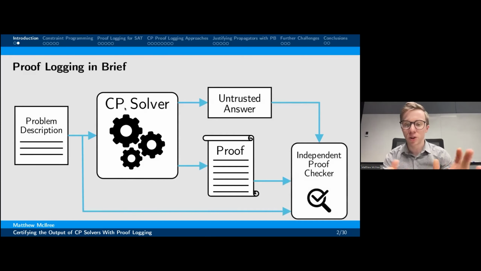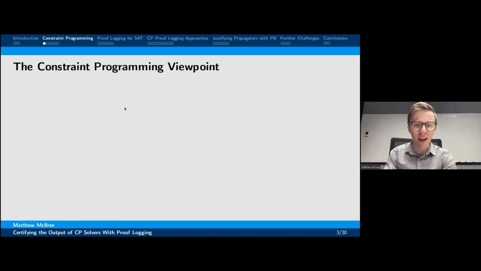So normally, I would go into the specifics of talking about what we've done in proof logging for CP, but instead of talking about the proof side of things, I'm going to first talk about the CP solving type of thing and get into the constraint programming viewpoint.